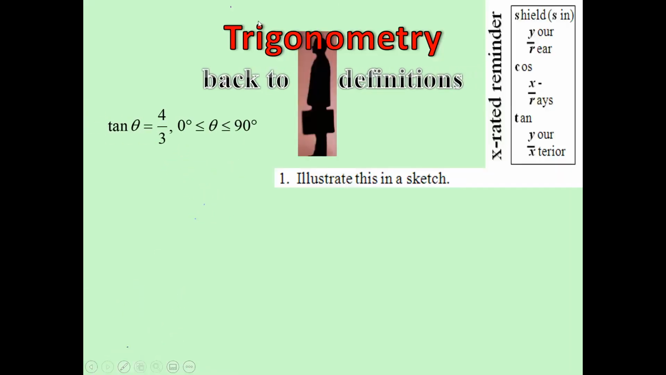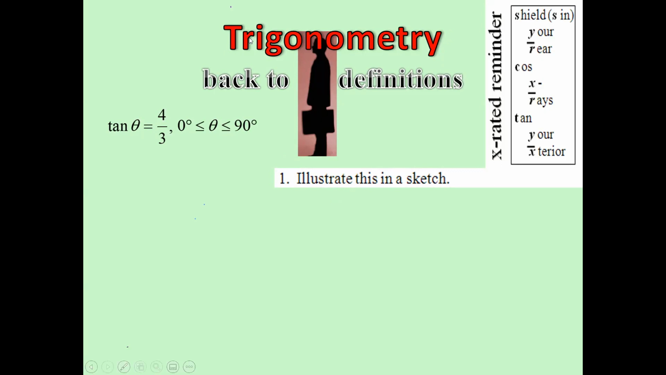All right, so I'm now going to look at the next type of question where we're going to use a diagram. So let's look at this question here. They tell us that tan theta is equal to 4/3, and theta is between 0 and 90. It says illustrate this in a sketch. In other words, draw a diagram, or in other words, draw a triangle.